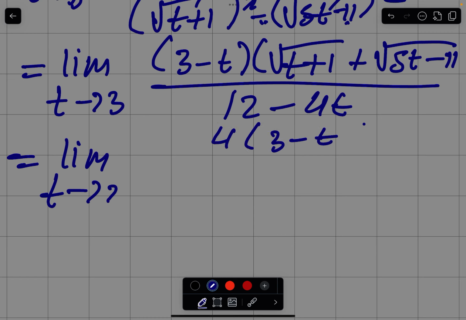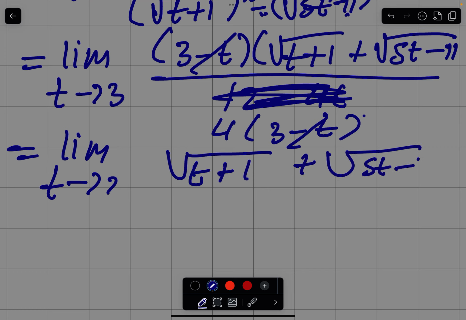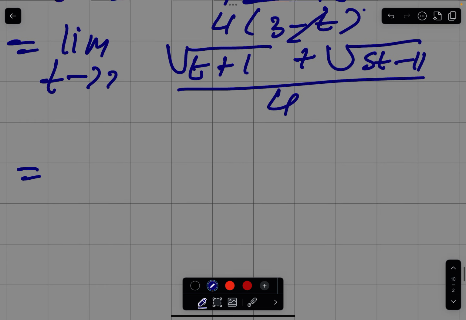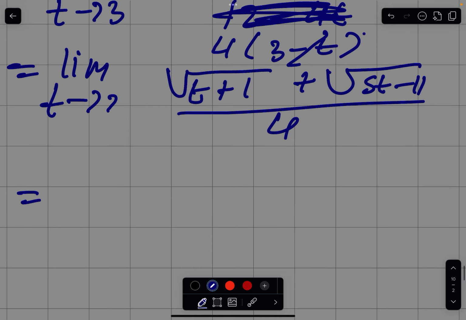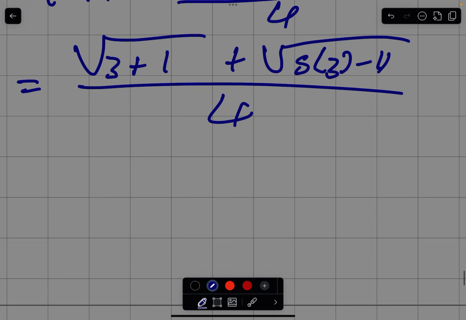You're going to have 3 minus t. Understand? Let's ignore this one. We know this one cancels this one. Understand? Meaning you're going to remain with what? With the limit approaching that of square root of t plus 1 plus square root of 5t minus 11, all divided by 4. Then now you substitute your value. We are approaching 3 the whole time. Which means we're going to have square root of 3 plus 1 plus square root of 5 into 3 minus 11, all divided by 4.